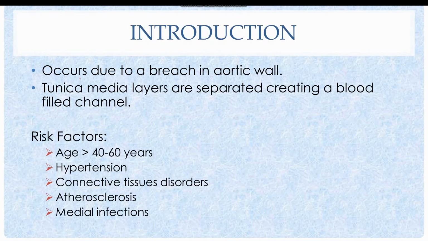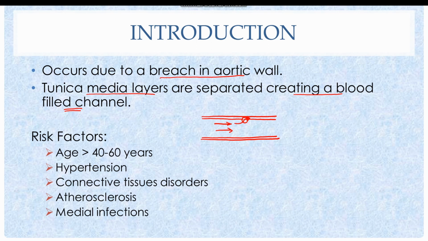Aortic dissection occurs due to a breach in the aortic wall, and the swift flow of the blood separates the layers of the tunica media, hence creating a separate blood channel within the aortic wall. So, let's say this is a blood vessel. This is an endothelium with the vessel wall, and the high pressure blood flowing through this breach results in accumulation of the blood within the aortic wall.